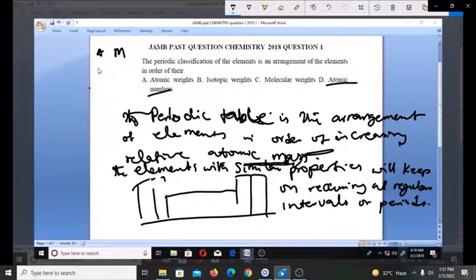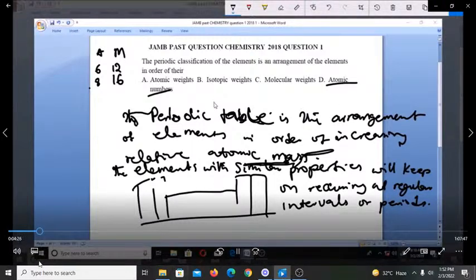You find out that something that has the atomic number of 6 will have the mass number or atomic mass of 12. The one that has 8 will have 16. So you have this type of increment. So actually the periodic table is arranged due to the atomic numbers, or you call it atomic masses. So that is the correct option, D. And also you should know that the periodic table is the arrangement of elements in the order of increasing relative atomic masses, and the elements with similar properties keep recurring at regular intervals called periods.